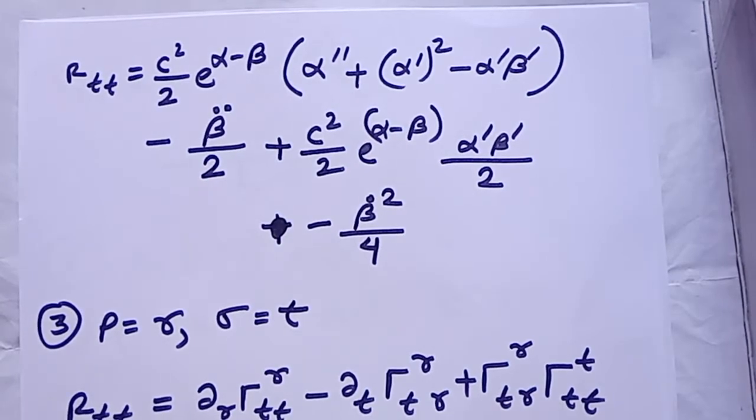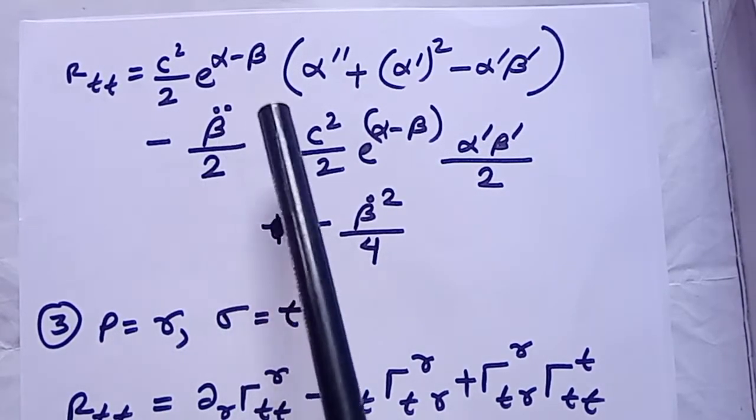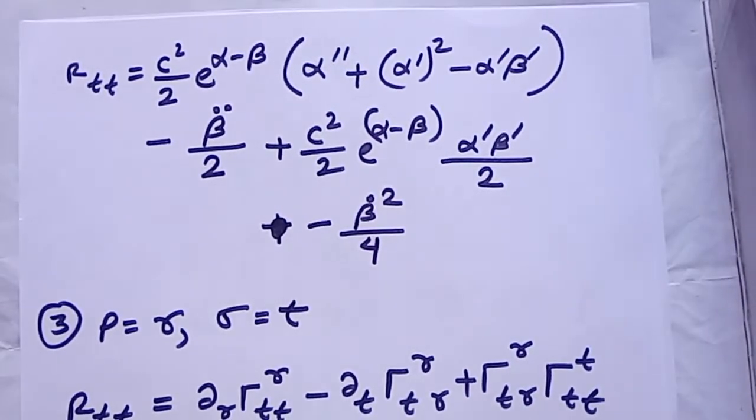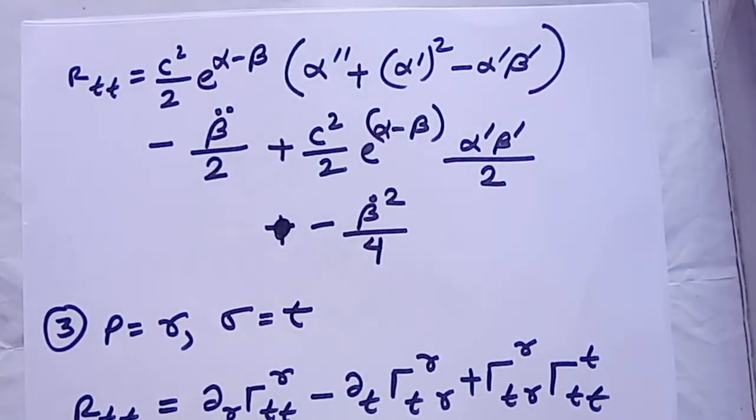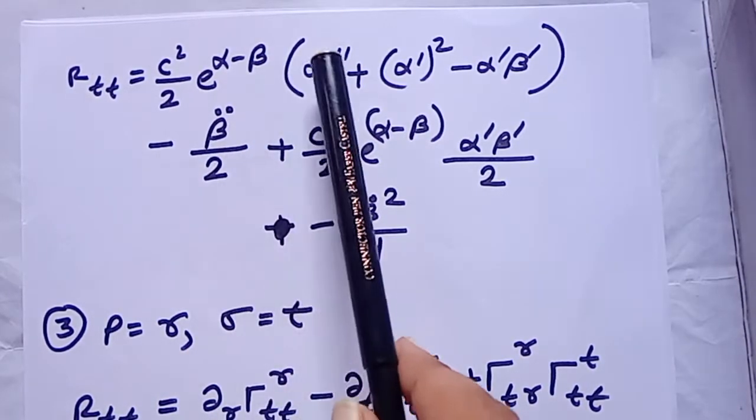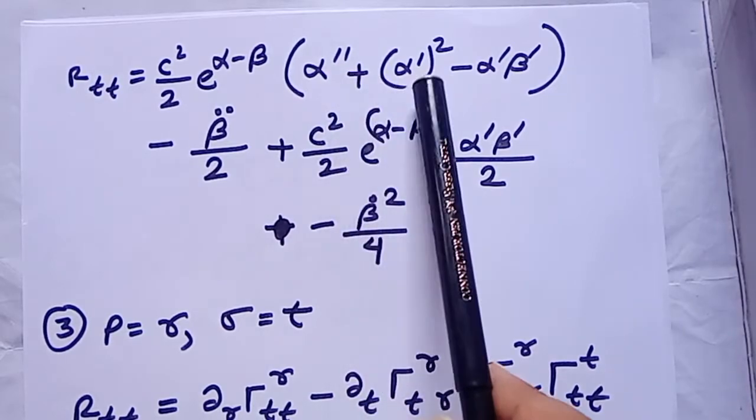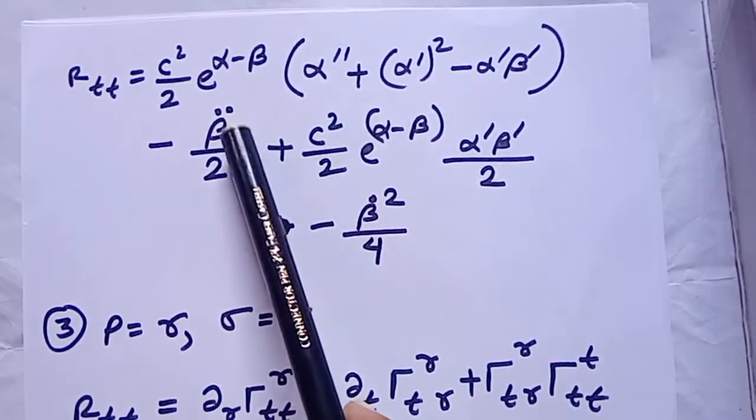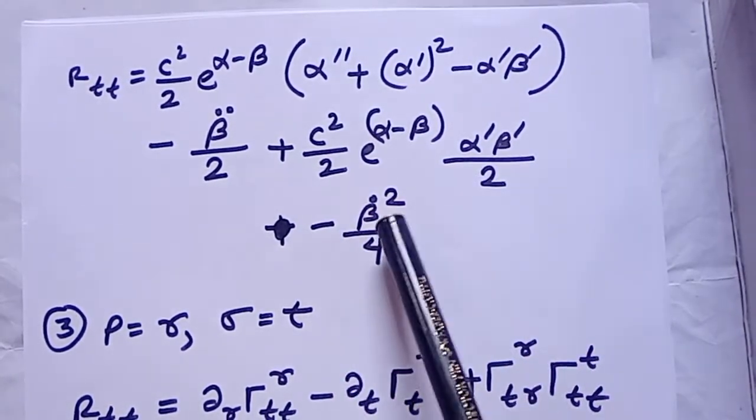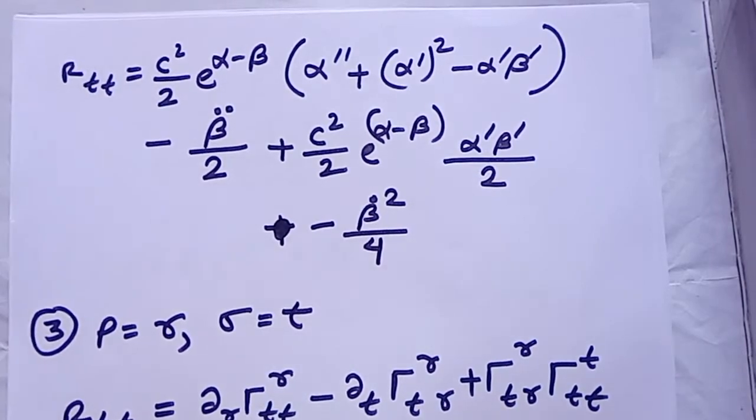Now for R_tt, we put in the Christoffel symbols we derived earlier. We put them all together, and we have R_tt equal to c squared divided by 2, e to the power alpha minus beta, of r prime prime minus r prime squared minus alpha prime beta prime, minus beta double dot divided by 2, plus c squared divided by 2, e to the power alpha minus beta, alpha prime beta prime divided by 2, minus beta dot divided by 2, beta dot squared divided by 4.